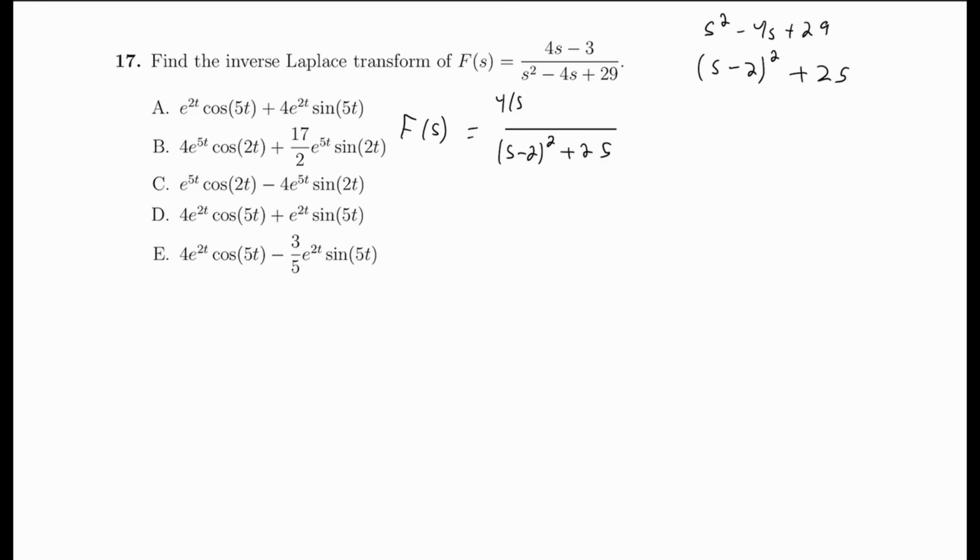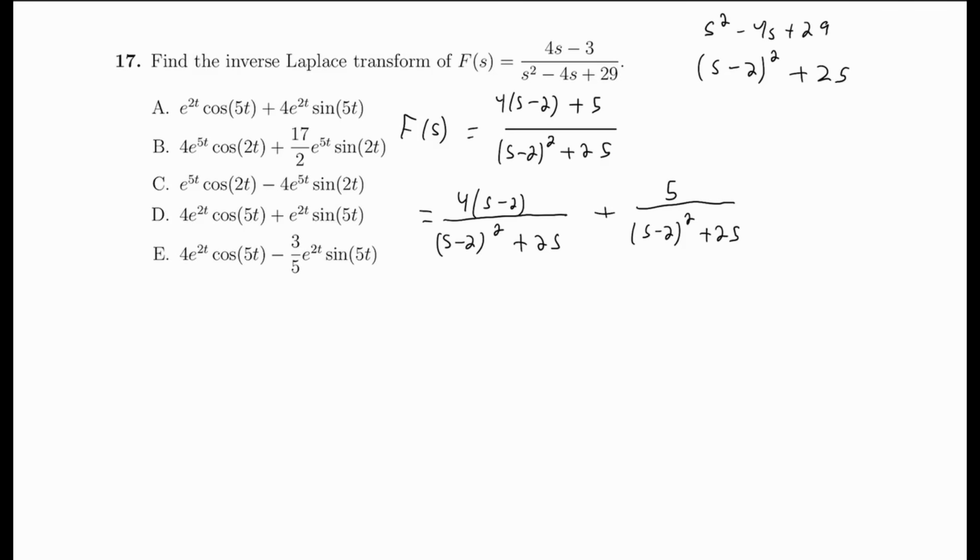So we're going to write this as, we still need the 4s. So 4 times, we'll write our s minus 2 there, and that'll leave us with s minus 8, but we need it to be a minus 3, so we just need to add 5 to keep that equal to our original function. Now this form is probably starting to look more familiar. What we can do is go ahead and break this apart into 2 different fractions, just by fraction addition. So split it at your numerator, you get 4 times s minus 2 over s minus 2 all squared plus 25, plus 5 over s minus 2 squared plus 25.